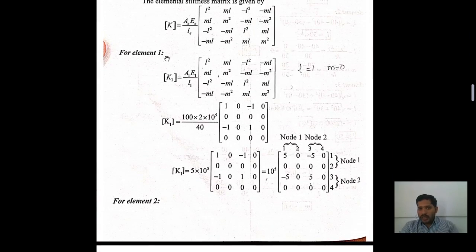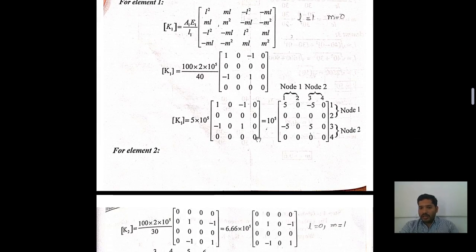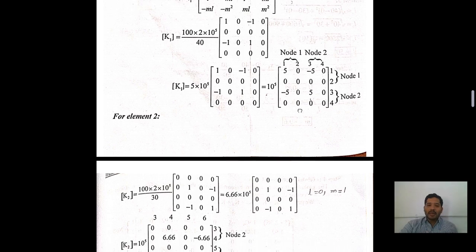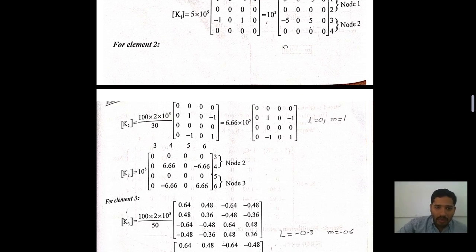Because we are discussing which element? The first element. Clear? Then this is node 1 and this is node 2. Node 1 is the initial node, node 2 is the final node. This is the initial node and this is the final node. Clear? After that, the same concept we need to follow for element number 2.